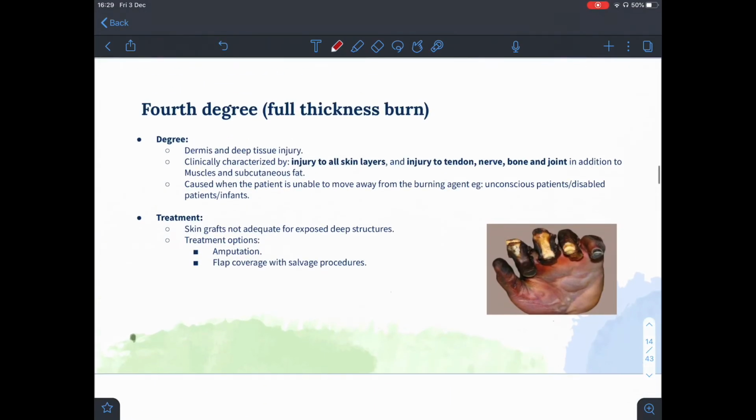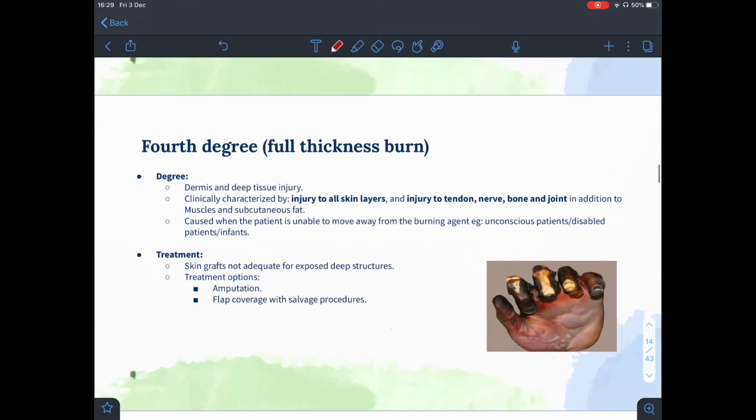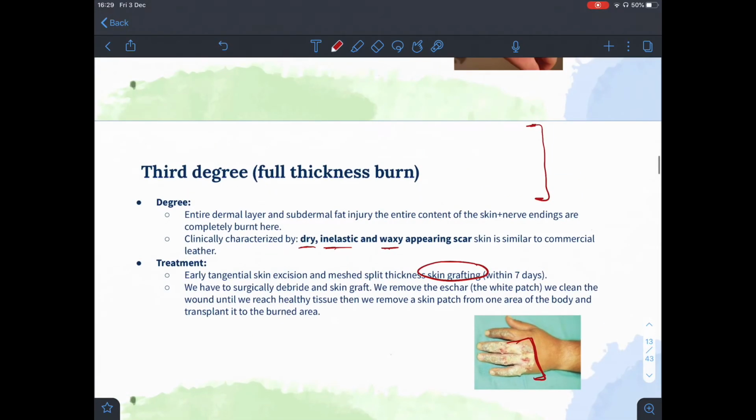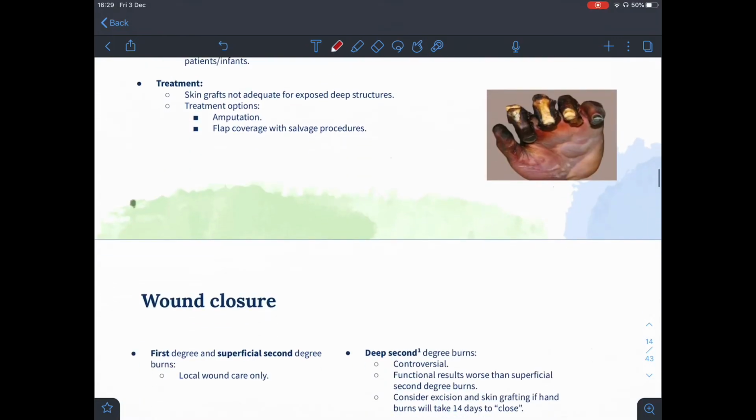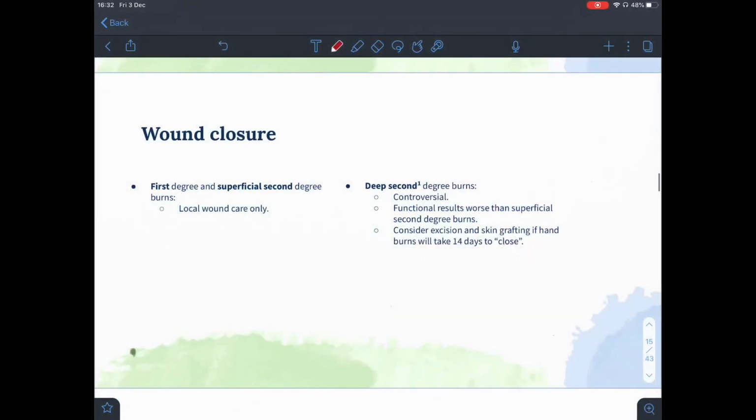راح نيجي نشوف بعدين في السلايدات الجاية الفرق بين السكين فلاب اللي نستخدمها في الفورث degree والسكين جرافت اللي نستخدمها في الثيرد degree. شوف wound closure. So superficial burns والfirst degree burns، عفوا superficial second and the first degree burns نفس ما قلنا، أول local wound care، بس ننظف المكان، وإذا البلاسترز في السكند degree burns was debrided ونحط عليها dressing.